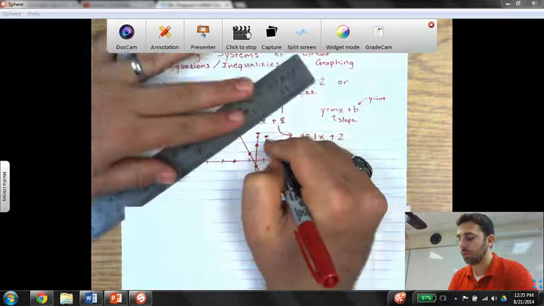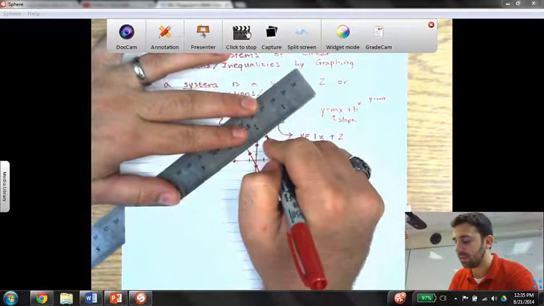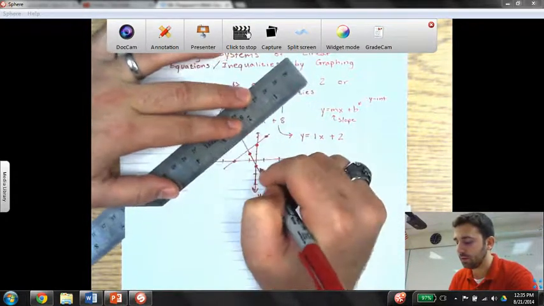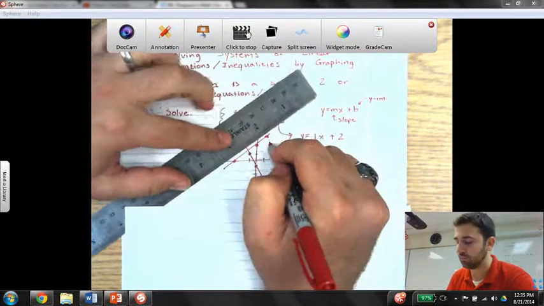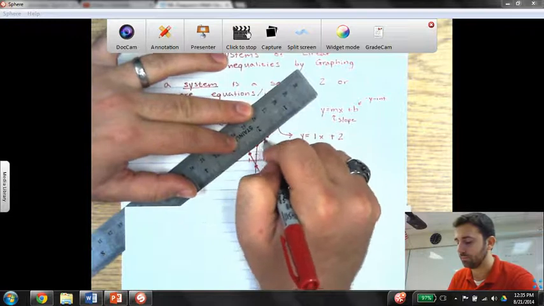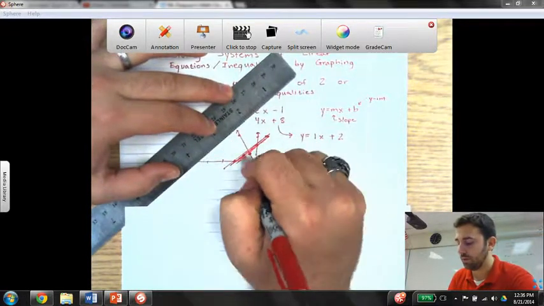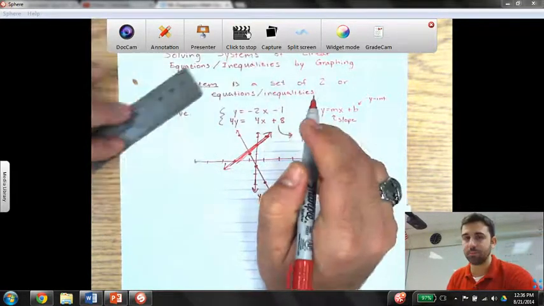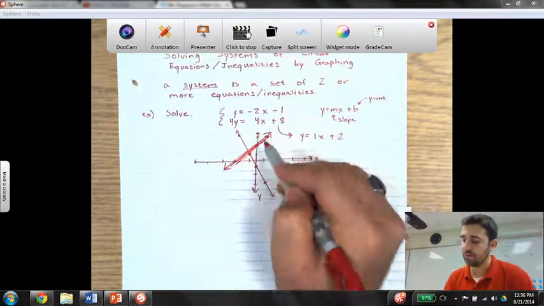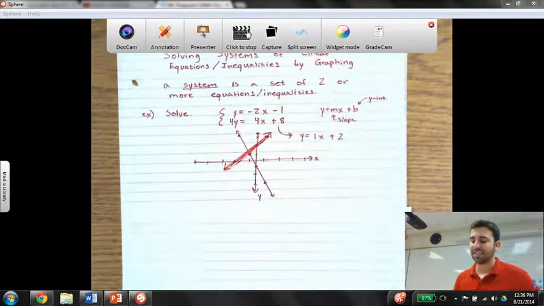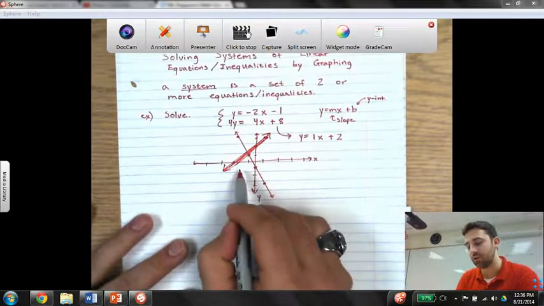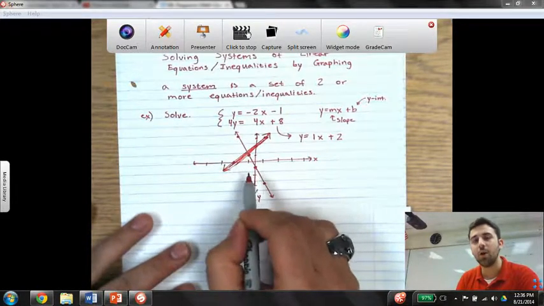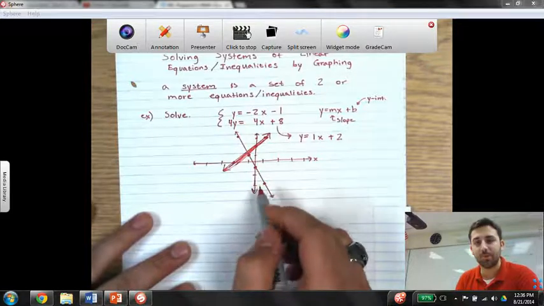We want to make sure we label our axes, x and y, and use a ruler so that we can maintain mathematical precision. You'll notice the problem that I'm having is I spaced out my tick marks on my axis too far. So you want to either make sure that you're evenly spacing it out, or you're using graph paper.